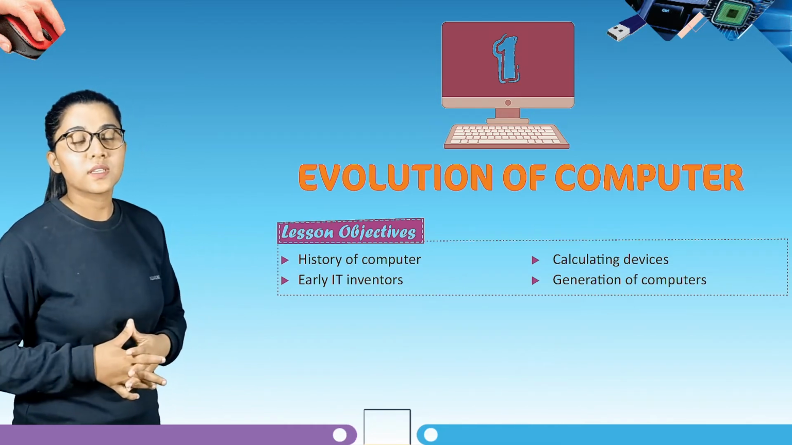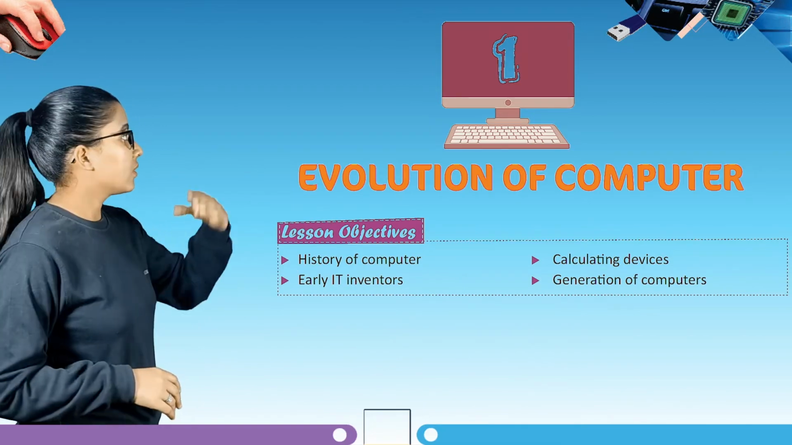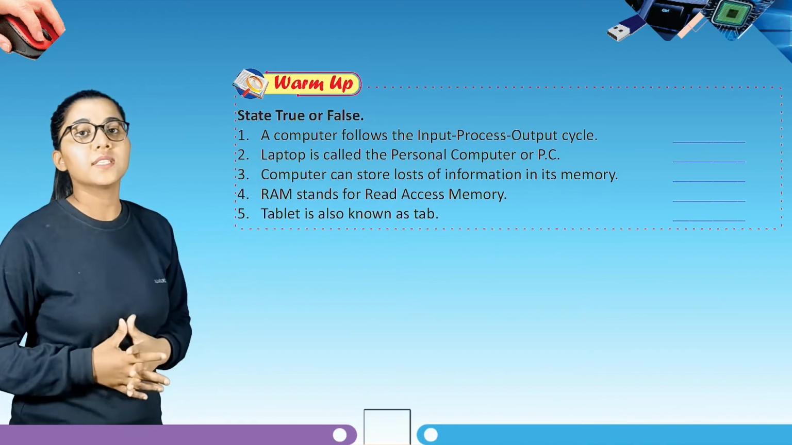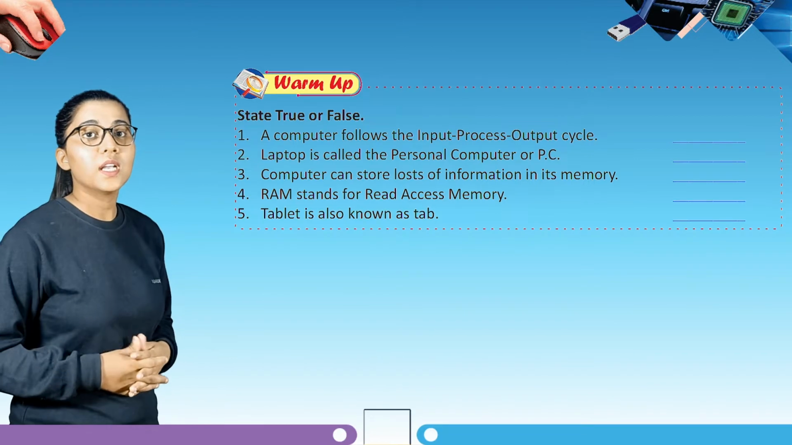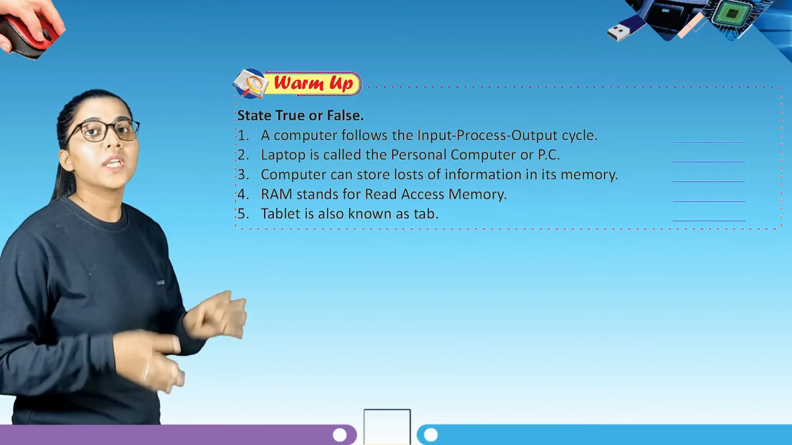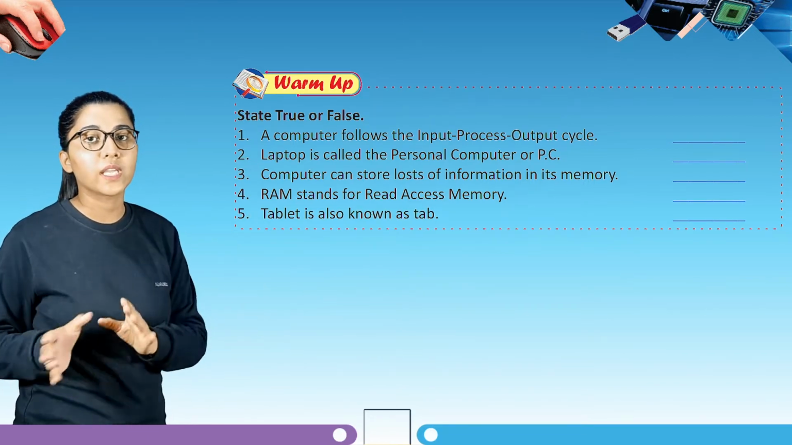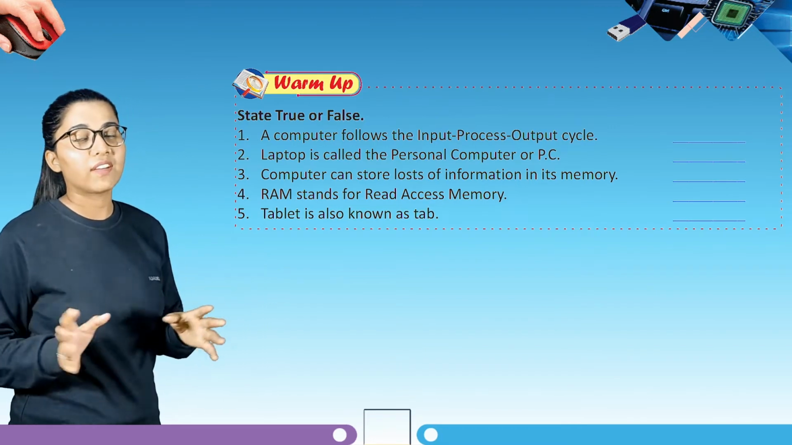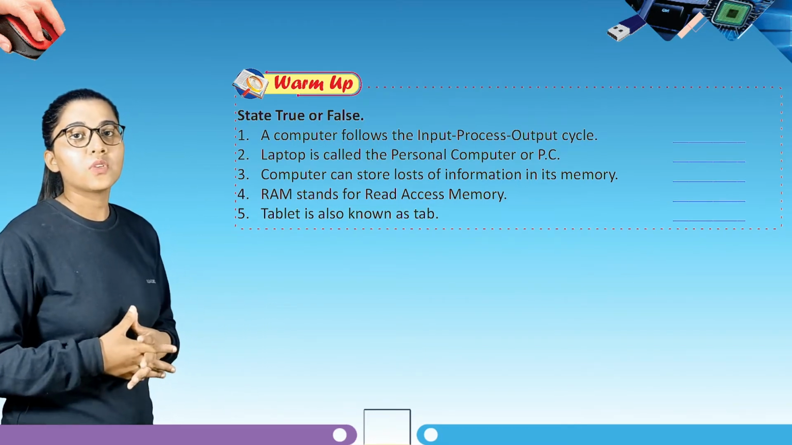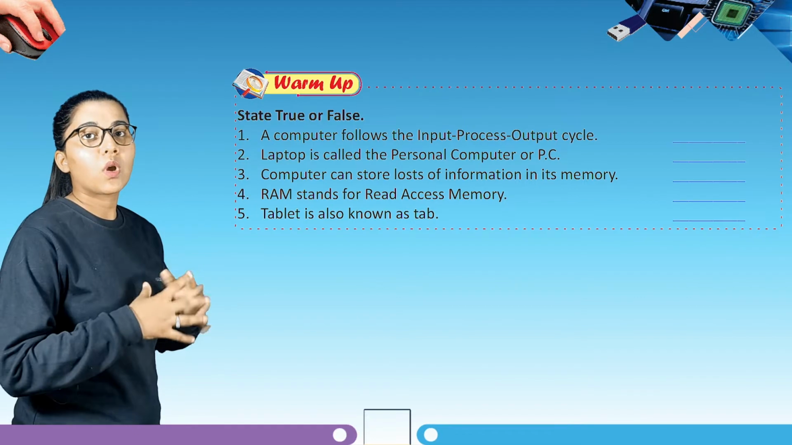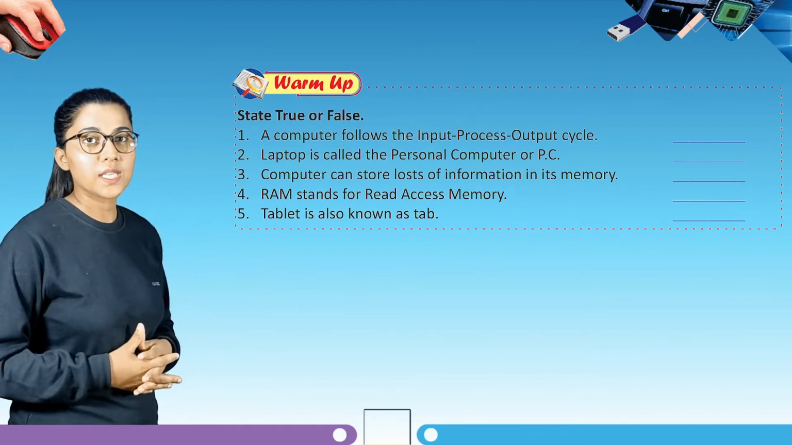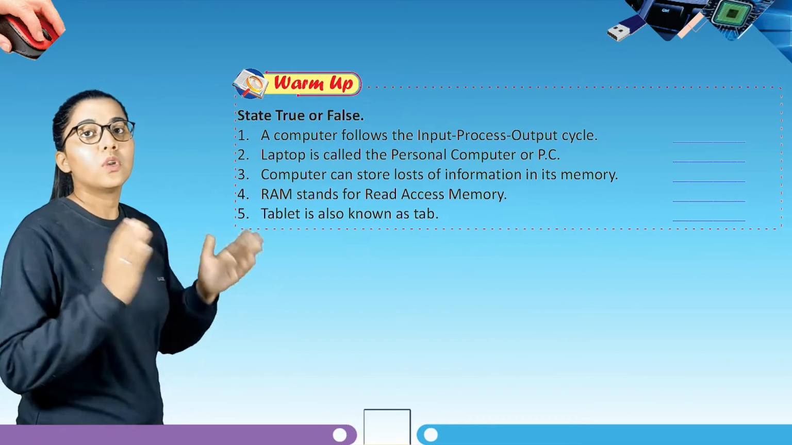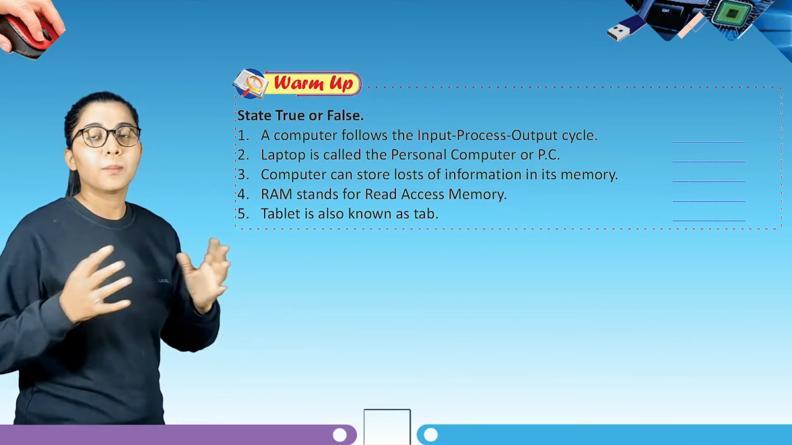Now students, we have some warm-up questions, that is state true or false. So our first question is, a computer follows the input process output cycle. You have to write T or F in the given blank. Now second is, laptop is called the personal computer or PC. Third is, computer can store lots of information in its memory.